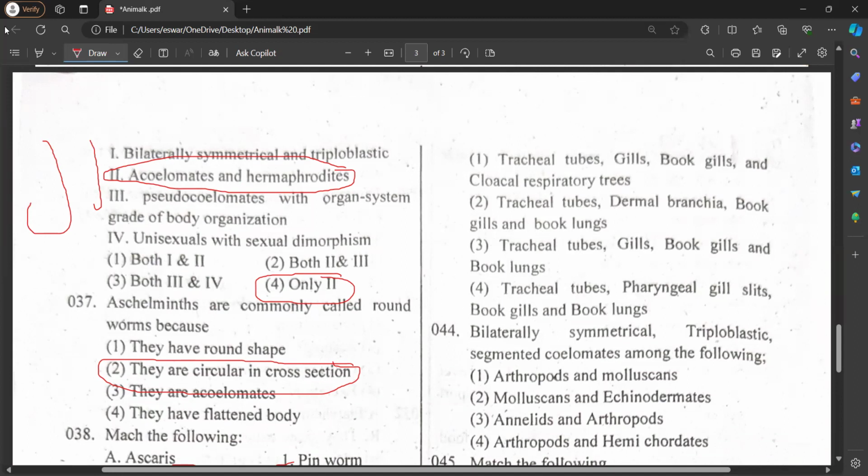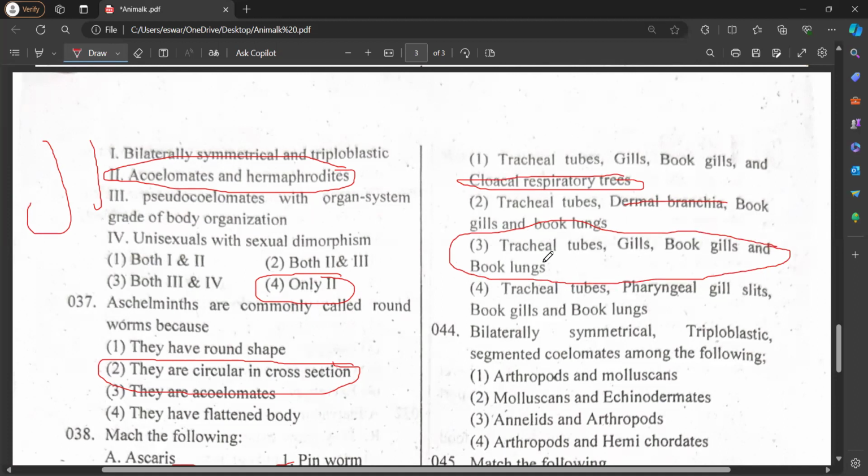So when you come to the first option here, tracheal tubes, okay. Gills, correct. Book gills, okay. But these cloacal respiratory trees are seen in Echinodermata. So first option is not correct. Tracheal tubes, dermal branchia. This is wrong. It is a characteristic feature of phylum Echinodermata. Then third option, tracheal tubes, gills, book lungs. Therefore, these respiratory organs completely belong to phylum Arthropoda.